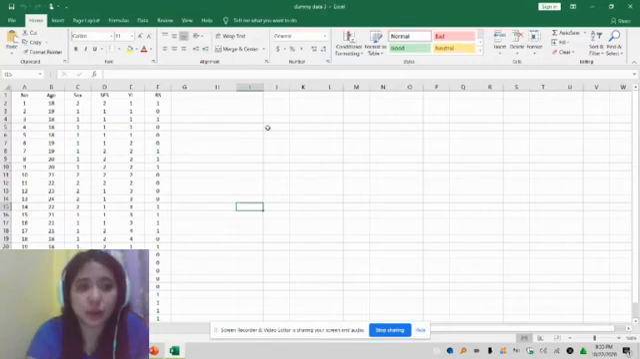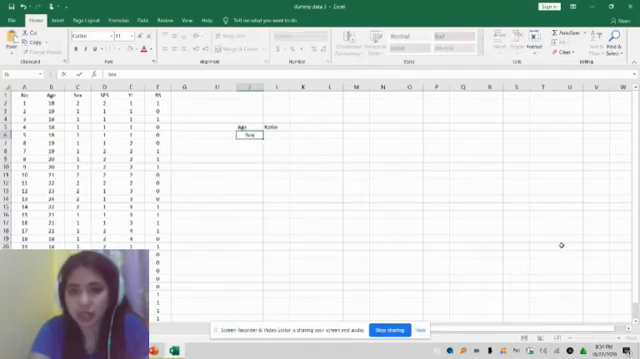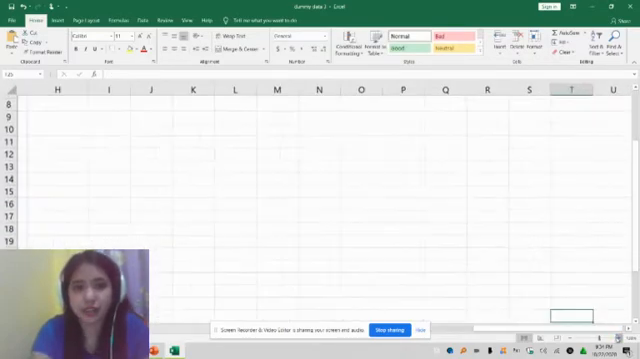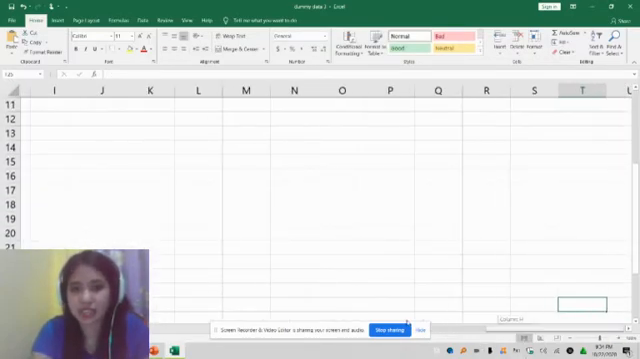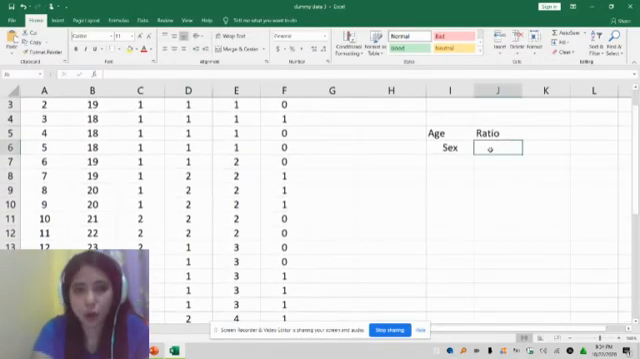Okay, so now let us classify our variables. Variable age is ratio. Variable sex, so let's make this larger. Variable sex is already classified. It's nominal.